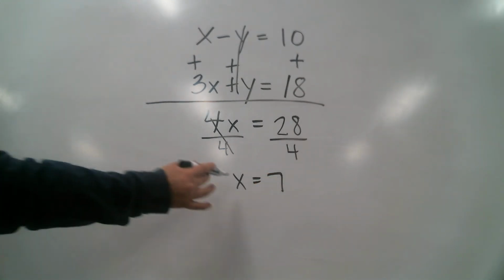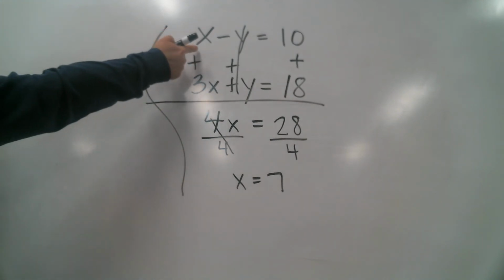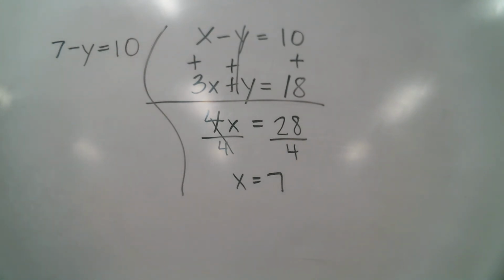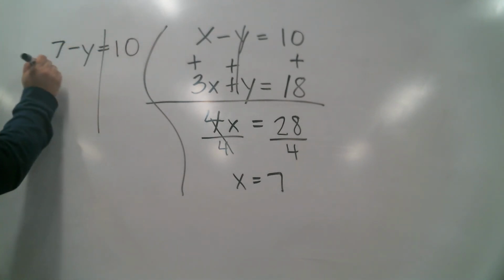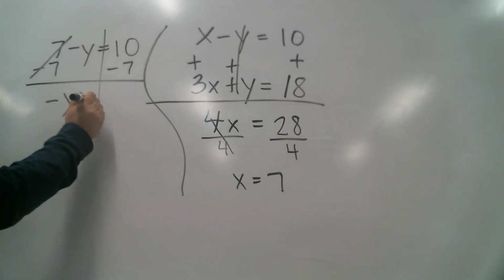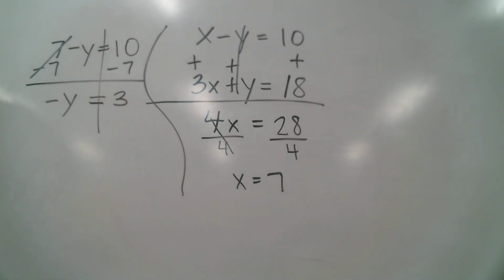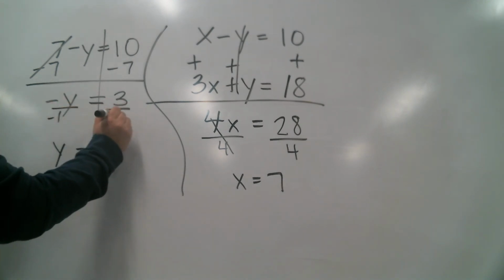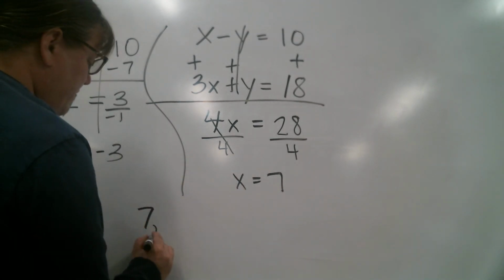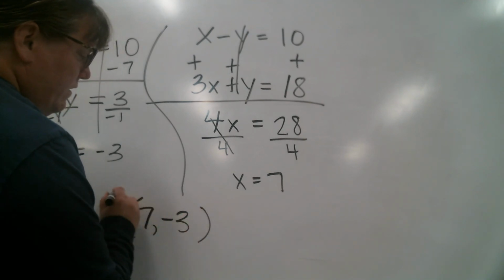Okay, go back up here and put a 7 in place of x. So 7 minus y equals 10. I'm going to have to subtract this 7 to move it over here. So I've got negative y, don't ignore this negative sign, equals 3. And then in order to remove the negative from here, I'm going to have to reverse the sign. So I'd have y equals negative 3 because I divided by negative 1. Okay. So I've got 7, negative 3 as my ordered pair.